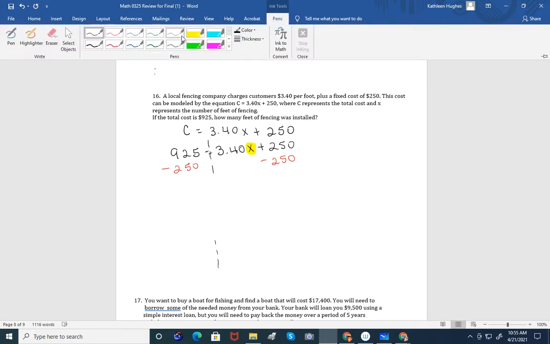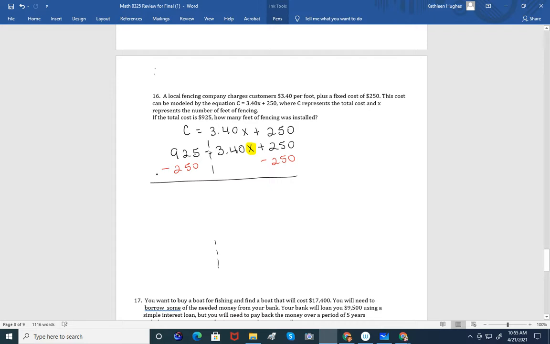So $925 minus 250 is $675. And that's going to equal, over here, of course, 3.40x plus 250 minus 250. This side is just the 3.40x. So now we can divide to get x by itself. So we have to do the same thing on both sides. That's why I kind of draw that imaginary line. So you'll remember these two sides are equal and I have to keep them equal by treating them the same. So x equals 675 divided by 3.40 comes out to be 198.5. If we were rounding that up, we might say it was 199.